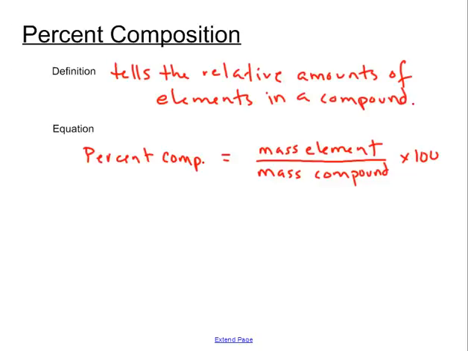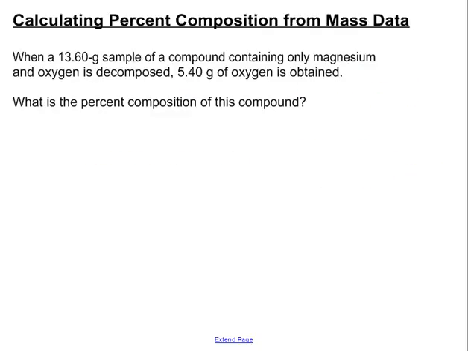There are three approaches to percent composition that you will be required to perform, and I've broken them down into three sections on your video lecture handout. The first strategy is when you're asked to find percent composition from mass data, as if you had done an experiment to find the masses of the individual elements.